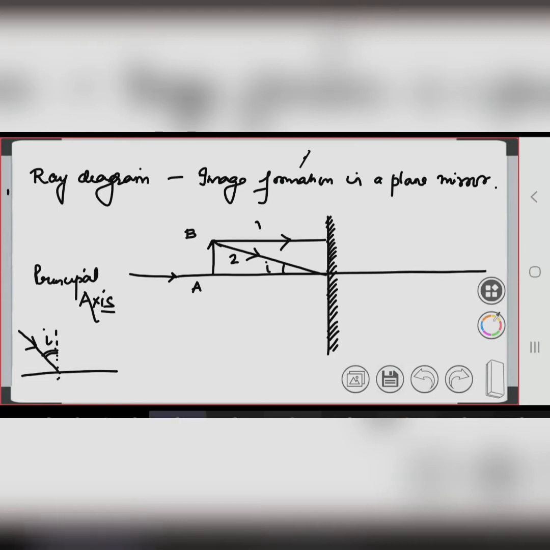Ma'am, the angle between the reflected ray and the normal. Yes. No, I'm asking for ray 1. This is my ray 1. What is the angle of incidence? Ma'am, it will be reflected again, straight, as ray 1 at 180 degrees. Okay, basically we will say 0 degree.